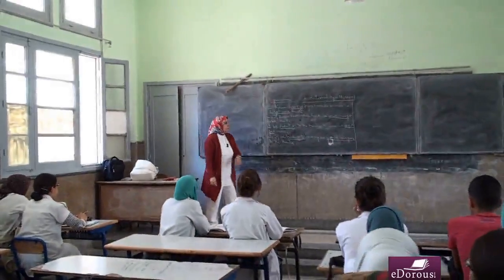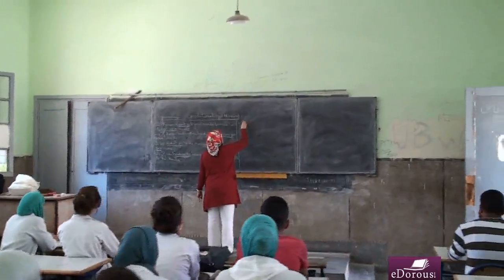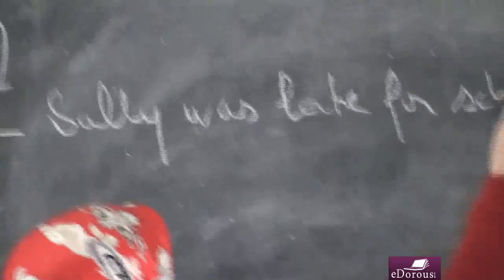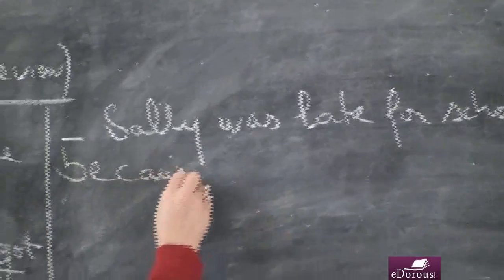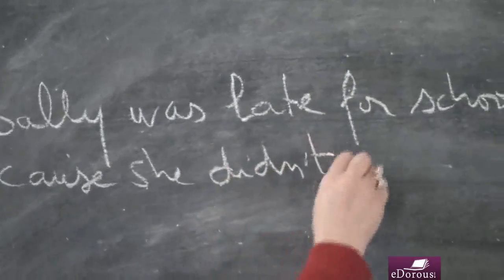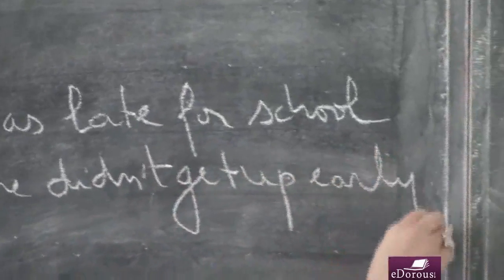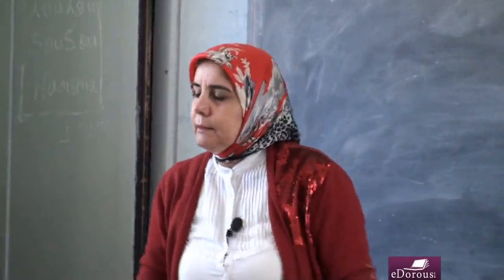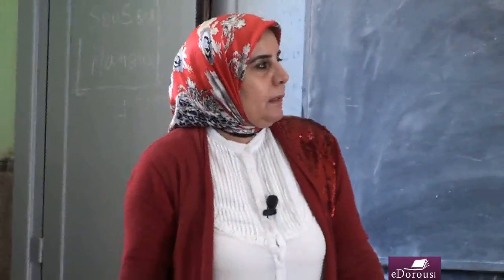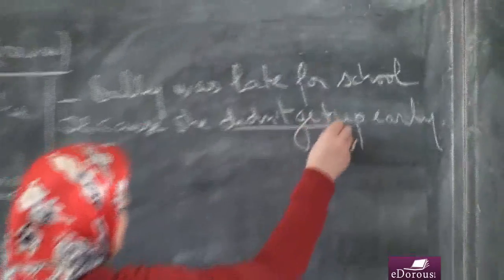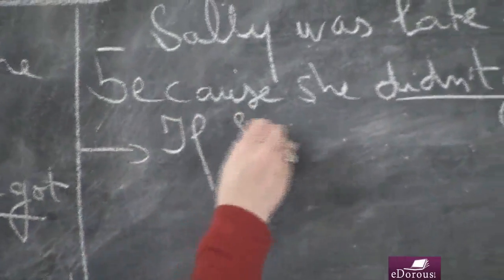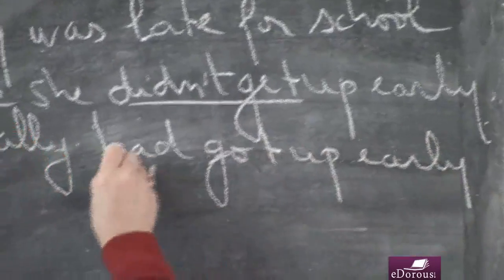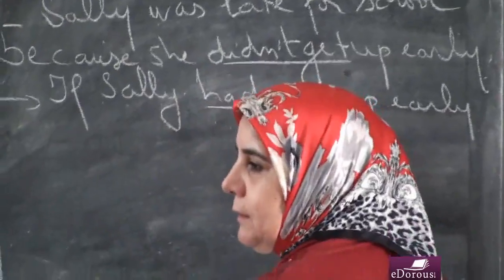Okay? Another example. Sally was late for school because she didn't get up early. What can you say? Sally was late for school because she didn't get up early. Yes, please. If Sally had got up early, she didn't get up early. Okay. If Sally had got up early, look, if she had got up early, yes?